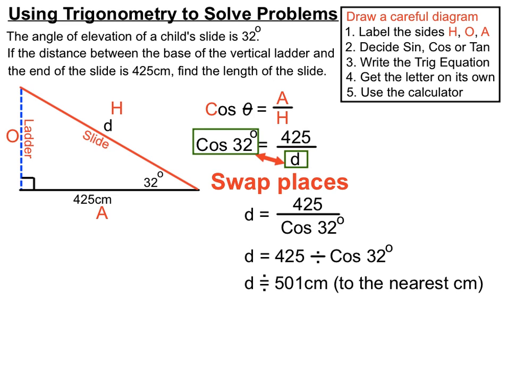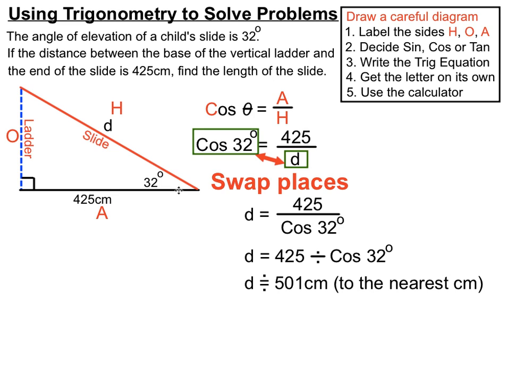And our final answer there is 501 centimeters to the nearest centimeter. And we were expecting a side that's longer than what we had been given, because that side was the hypotenuse. It's supposed to be longer than the other two sides. So if we've got any lengths less than 425, we would have done something wrong in that question. It's good to have a bit of an idea of what sort of numbers you're expecting in each of these trigonometry questions.